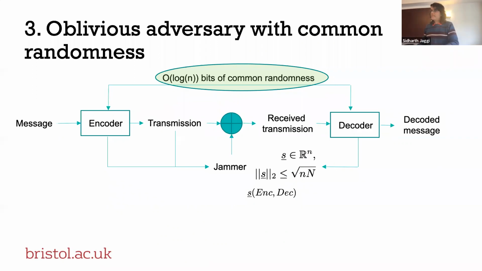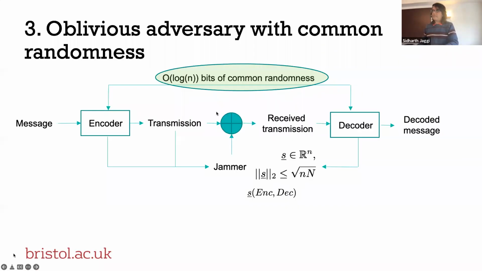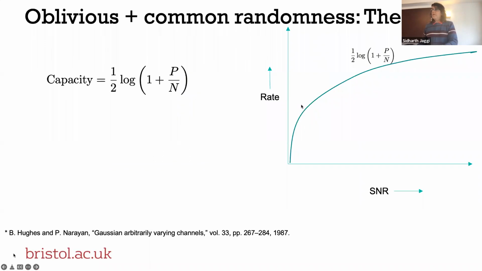And why does that work? So again, you can get to this capacity, which is just the capacity of an AWGN channel. And this is even if there's a jammer who is not blind, who can see precisely what is being transmitted, but the one thing that he doesn't know is some common randomness that is shared between the transmitter and the receiver.